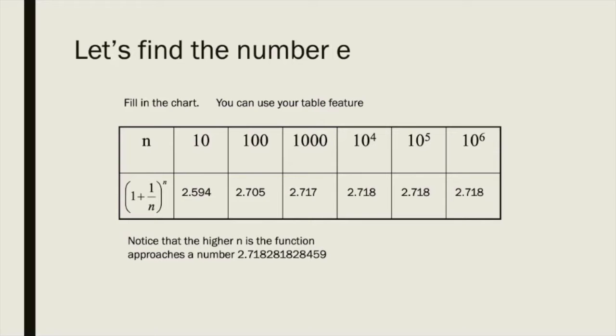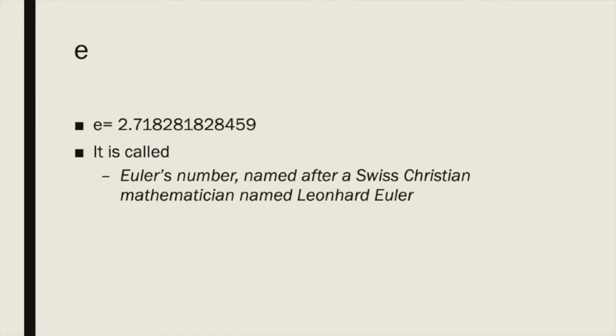A man named Euler figured this out. And this is E, by the way. This is not just some random thing, 1 plus 1 over n to the n. It's found in a lot of different things. It's called E, and it's named after him. Euler has an E at the beginning of his name. He's a Swiss Christian mathematician. You should look him up. He's kind of interesting. His name's Leonhard Euler. He came up with this.